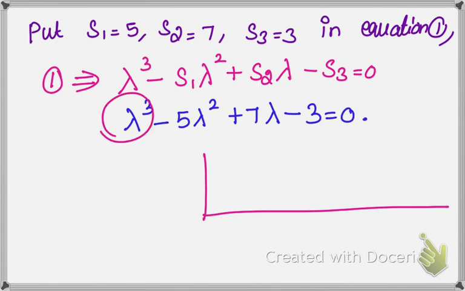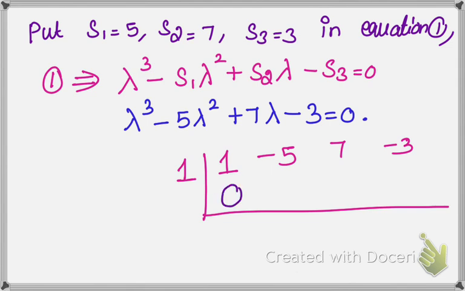Lambda cube coefficient is equal to 1. Lambda square is equal to minus 5. Lambda coefficient is 7. The constant is minus 3. Here we start with 1, because when we put 1, our answer is 0. Always the beginning is 0 only. Now you add both terms. 1 plus 0 is 1. Now you multiply 1 times 1, 1. You put the value here. Again you add both. You get minus 5 plus 1, minus 4. Now you multiply, you get minus 4. Put it here.